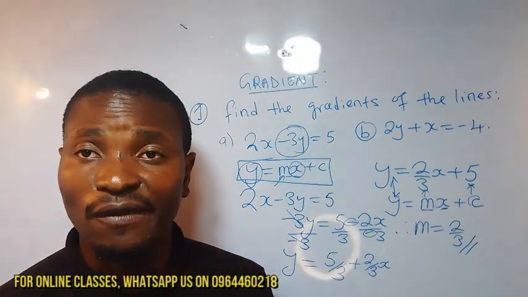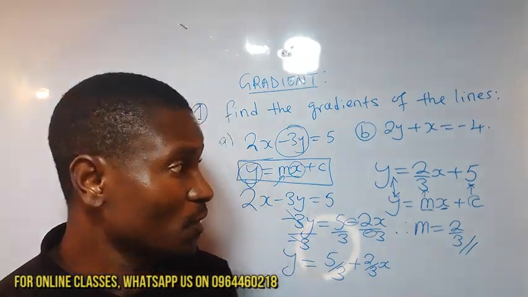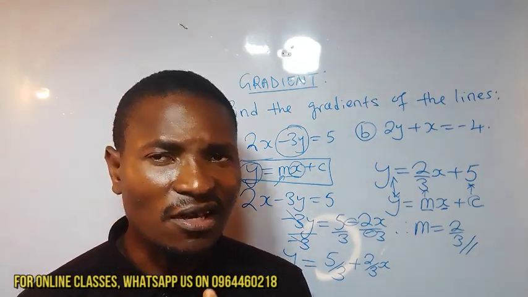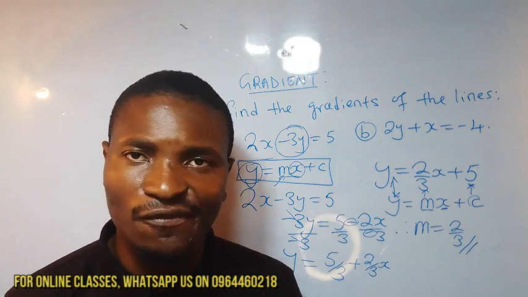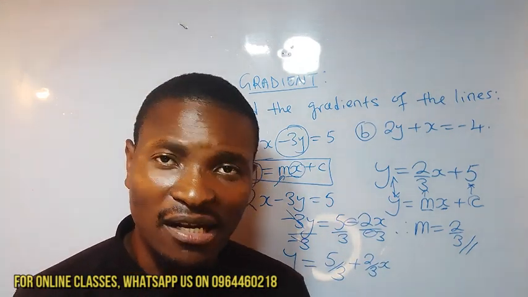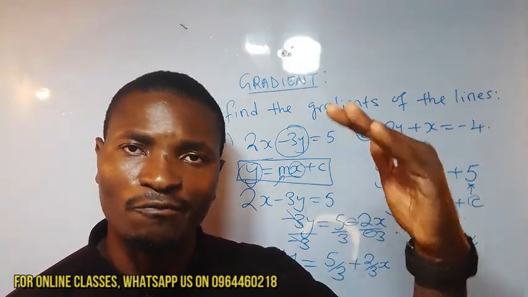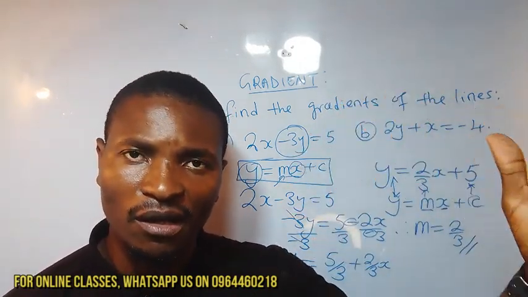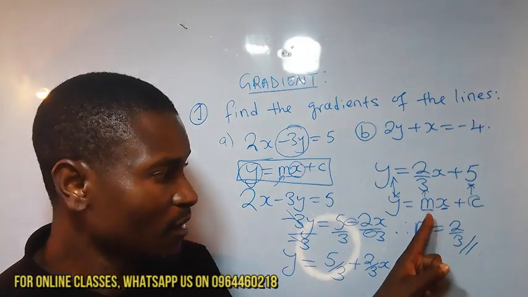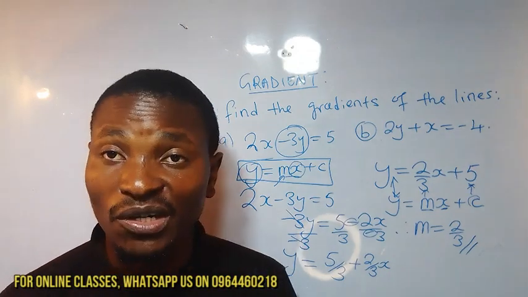So that is how you find the gradient of a straight line when you are given its equation. Make sure you understand the first fundamental principle: you have to map the standard straight line equation to the given equation, where we make y the subject of the formula, and map each term from the given one to the standard equation. Then we can identify that m, which stands for the gradient, is in this case 2 over 3, and that's how you can do that.